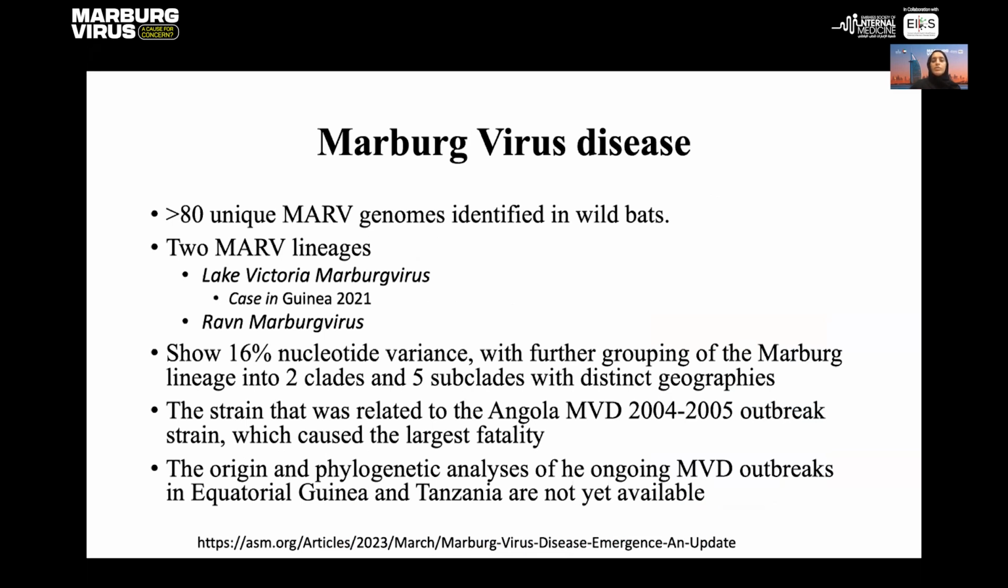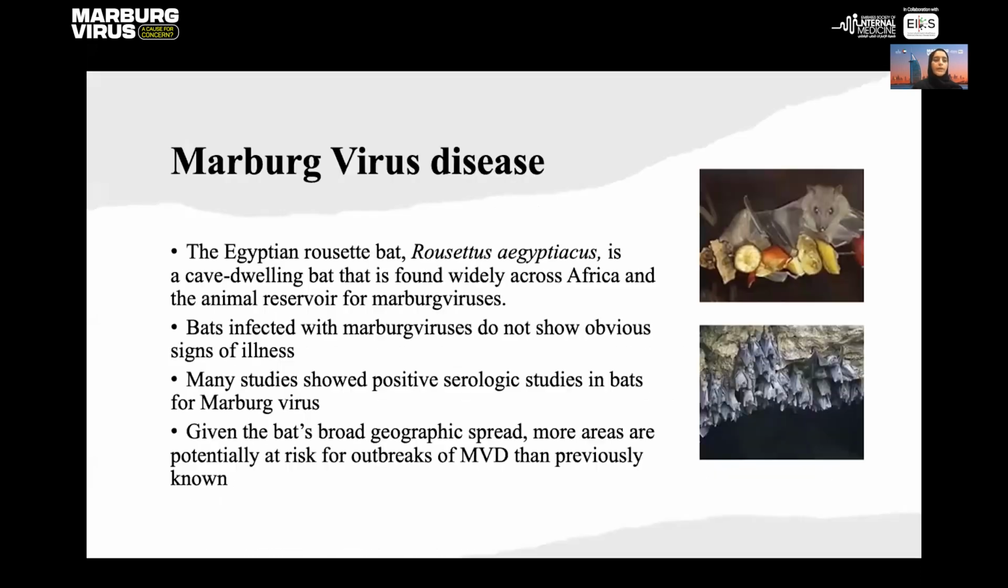And in some outbreaks, it actually showed multiple genetic materials from both lineages. So not necessarily one lineage can cause a specific outbreak. And the current outbreak in Guinea and Tanzania are still under investigation, and still the phylogenetic analyses are ongoing. So we don't know that yet.